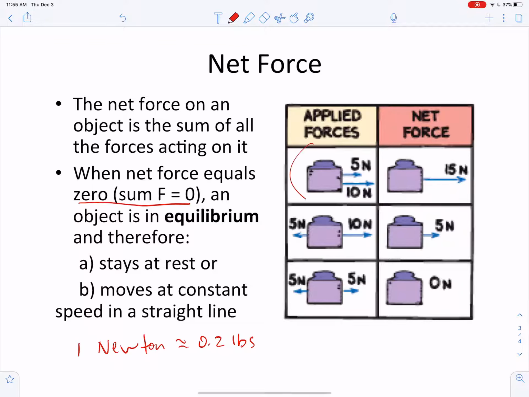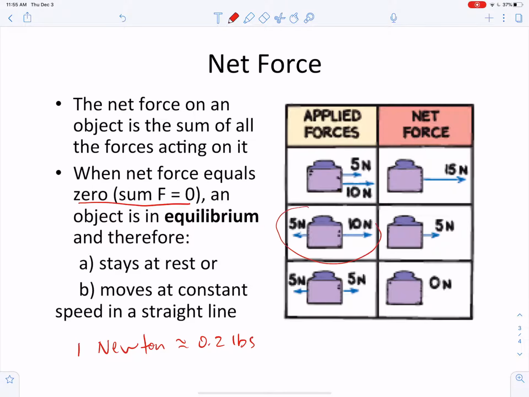So let's look at this first example. We've got 5 newtons to the right and 10 newtons to the right pushing on this object. And so the net force on them would be 5 plus 10, 15 newtons to the right. Okay, you just add them up. In other words, the net force is like a single force that could replace all of the applied forces. Let's look at the next example.